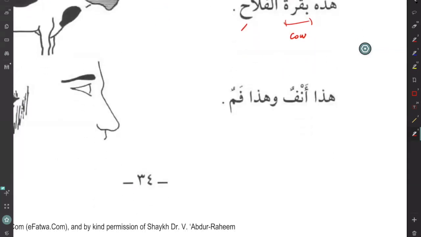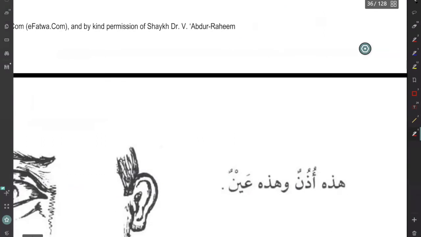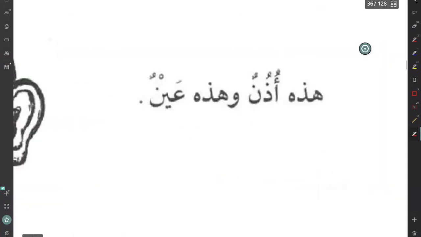Hada anfun. Finally, we see our hada. Anf is nose. Wa hada fam. Fam is mouth. We have only one mouth and one nose. That's why we're using hada. Let's see what happens here. That's what I suspected.